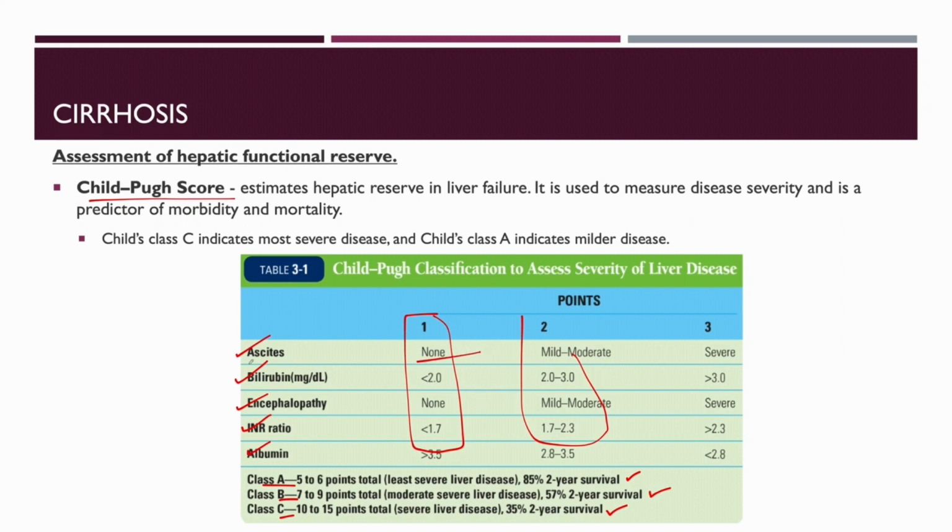So let's say they have no ascites, but their bilirubin is from 2 to 3. They have encephalopathy, mild to moderate, and the INR ratio, you can see adding up. So this is 2, 2, 2, 2, and then we put them into a class. Anyone from 5 to 6 points has the least severe liver disease. It has about an 85% 2-year survival rate. And when you get a lot of 3s in here and you get into class C, 10 to 15 points, you have only about a 35% 2-year survival rate. And so that helps classify them.